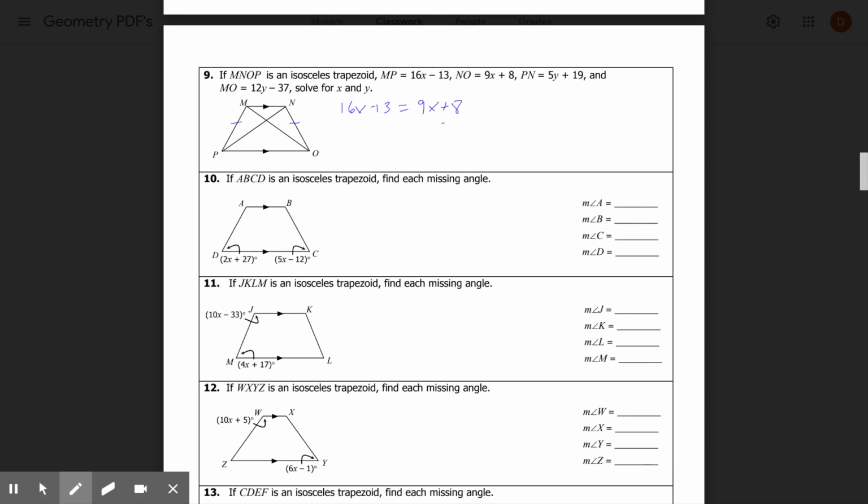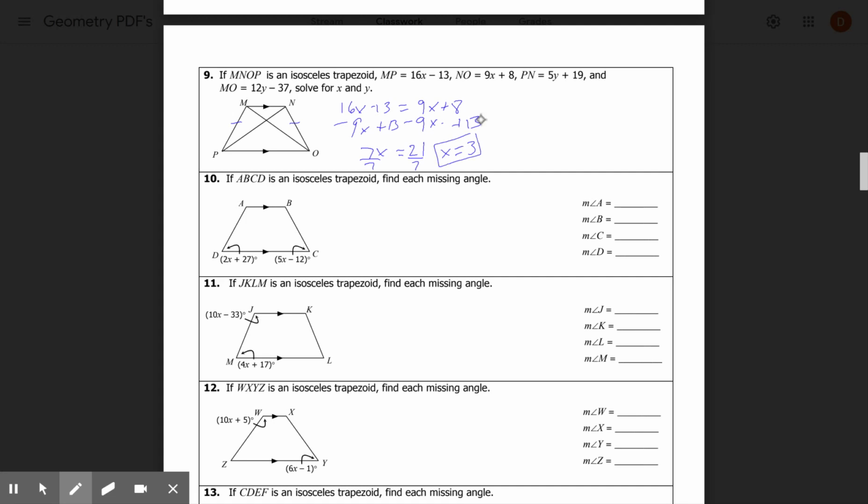So let's just get 8 over here. Well, actually, let's do it the other way. I like positive numbers better. Let's move our 9x over here. So we'll subtract 9x from both sides, and we'll add 13 to both sides. And we end up with, let's see, 7x equals 21. Divide both sides by 7, and you get x equals 3.